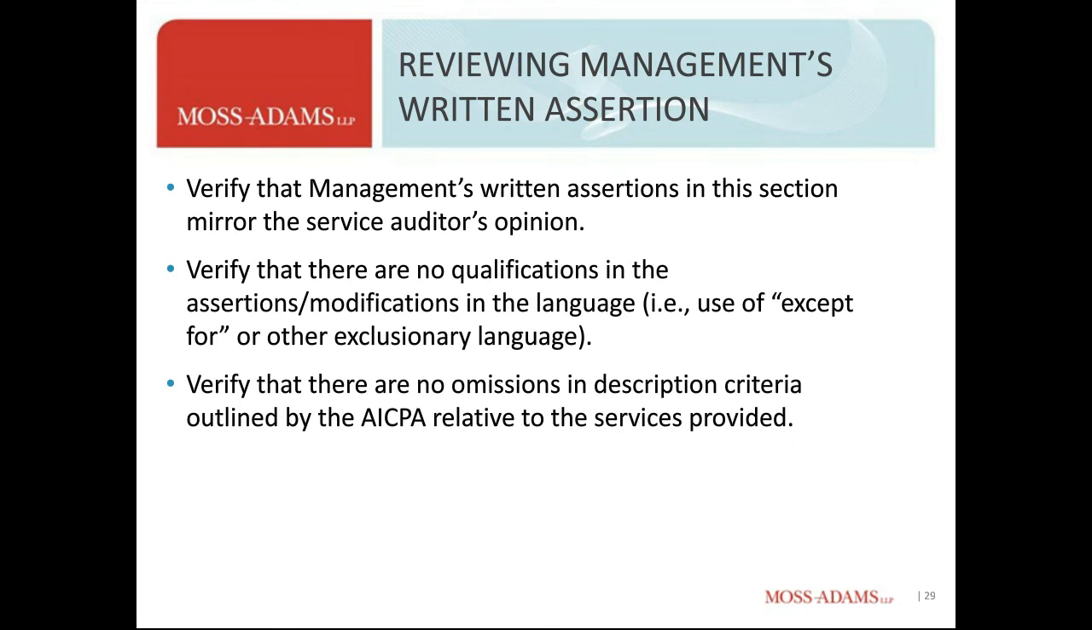And then the review of management's written assertion, what you want to look for here is to make sure that what management is asserting to is in line with the auditor's opinion, that they're not indicating any limitations or qualifications in their assertion, such as our controls were operating except for XYZ, and make sure that they are not omitting anything or limiting the scope of their assertion beyond what is included in the auditor's opinion.